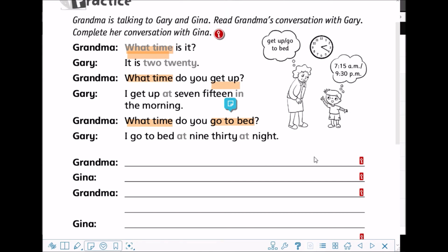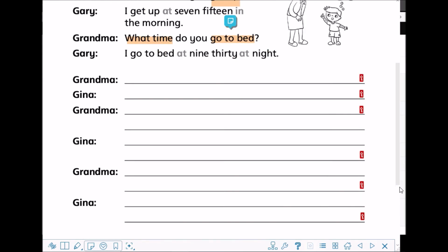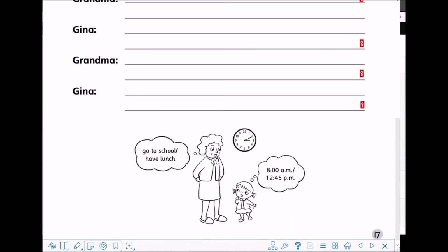Okay, now let's try Gina and Grandma. So you can take a look at the picture first. So this time, Grandma is talking to Gina. Again, she is asking the same question, but this time it's not about getting up or going to bed. It's about go to school and have lunch. And then you can see the time.